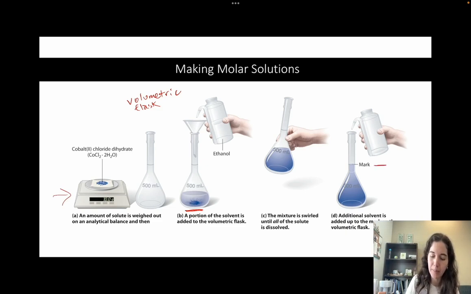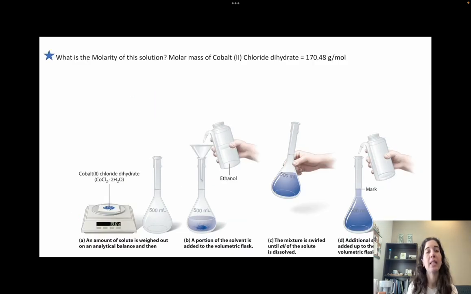And then it's filled up to the mark here. So we're just filling it up. They're showing you how they're mixing it and filling it up. And so now we've made a solution at this point, right? We've got our solute, and our solvent that we've dissolved it into. So let's calculate the molarity of this solution.